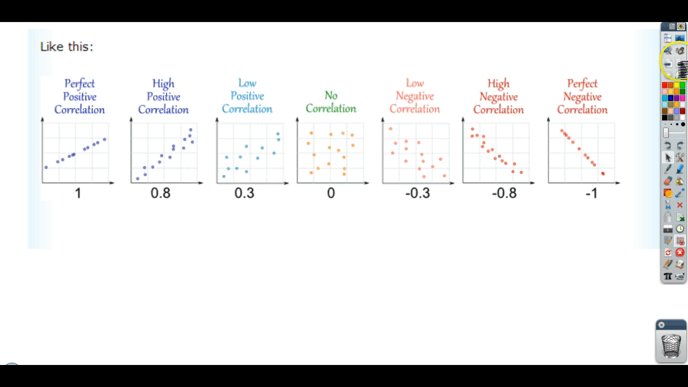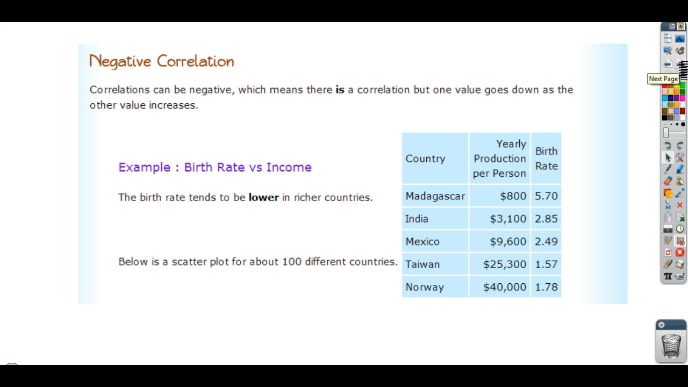All right, so let's take a look at a negative correlation. Here's one: the birth rate versus income. This is where they talk about the birth rate in countries where people make more money per person. The birth rate, the number of children people have, goes down. And in places where they have very low yearly income, birth rate goes up. Here we have a bunch of different countries, and we'll graph the birth rate compared to the yearly production per person, meaning how much money they make.